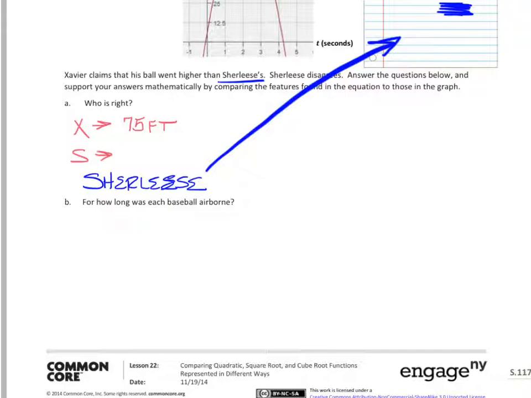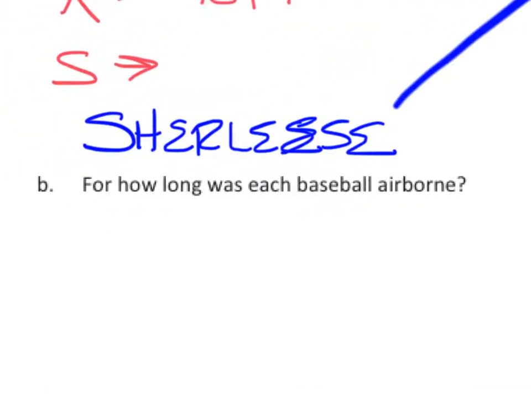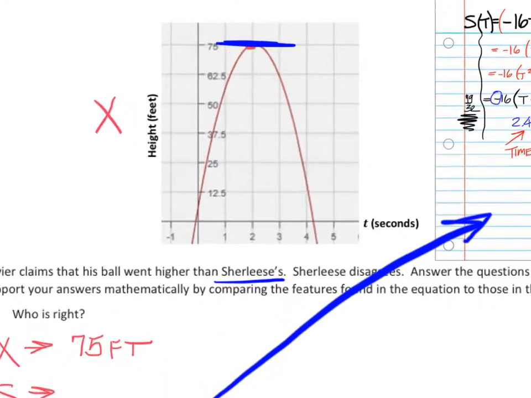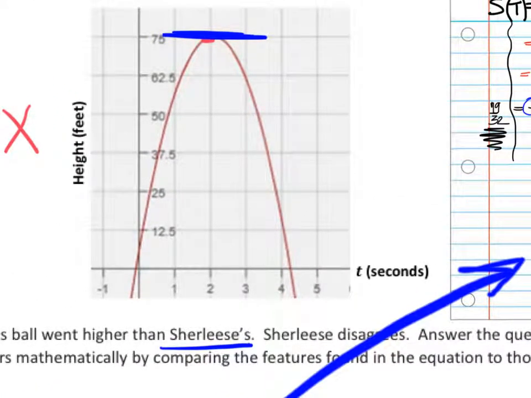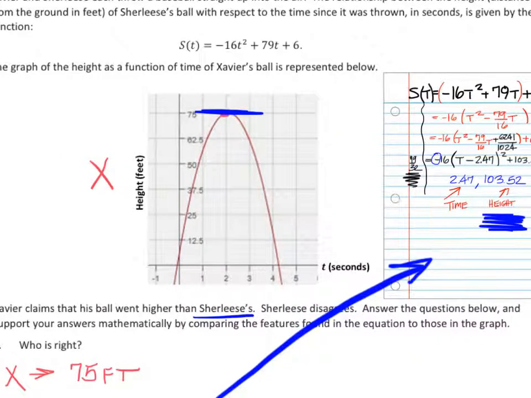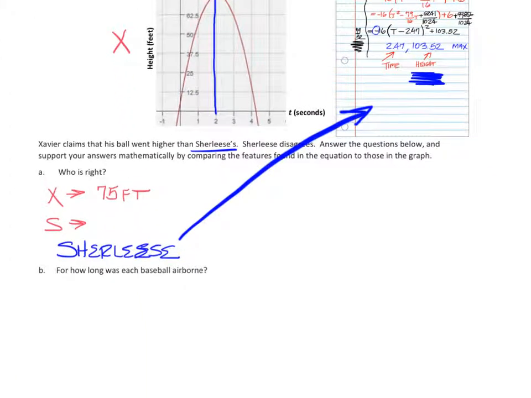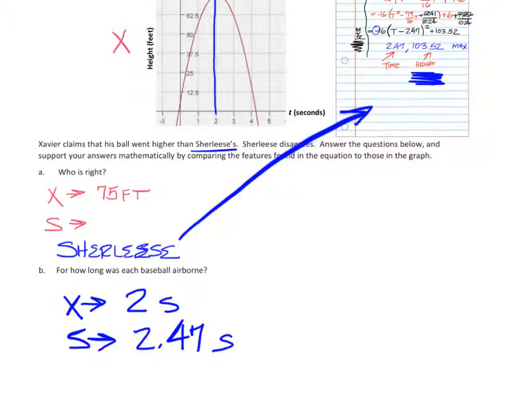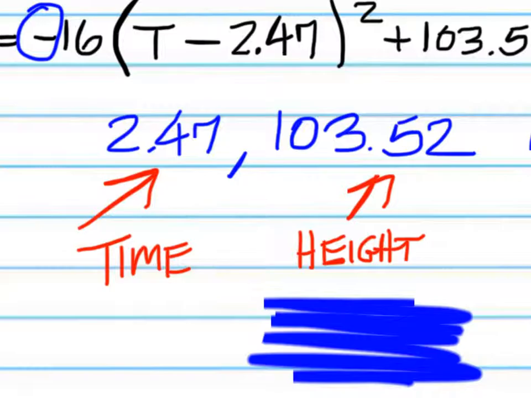The next question is, for how long was each baseball airborne? We'll start with Xavier. How long was his baseball airborne? About 2 seconds, yes. And we can come up with that from drawing a line down through where we think the vertex is at, down to a 2. So we come up with Xavier at about 2 seconds. And we already looked at Shirley's. We determined that hers was 2.47 seconds. And we get that from this over here, from the vertex.